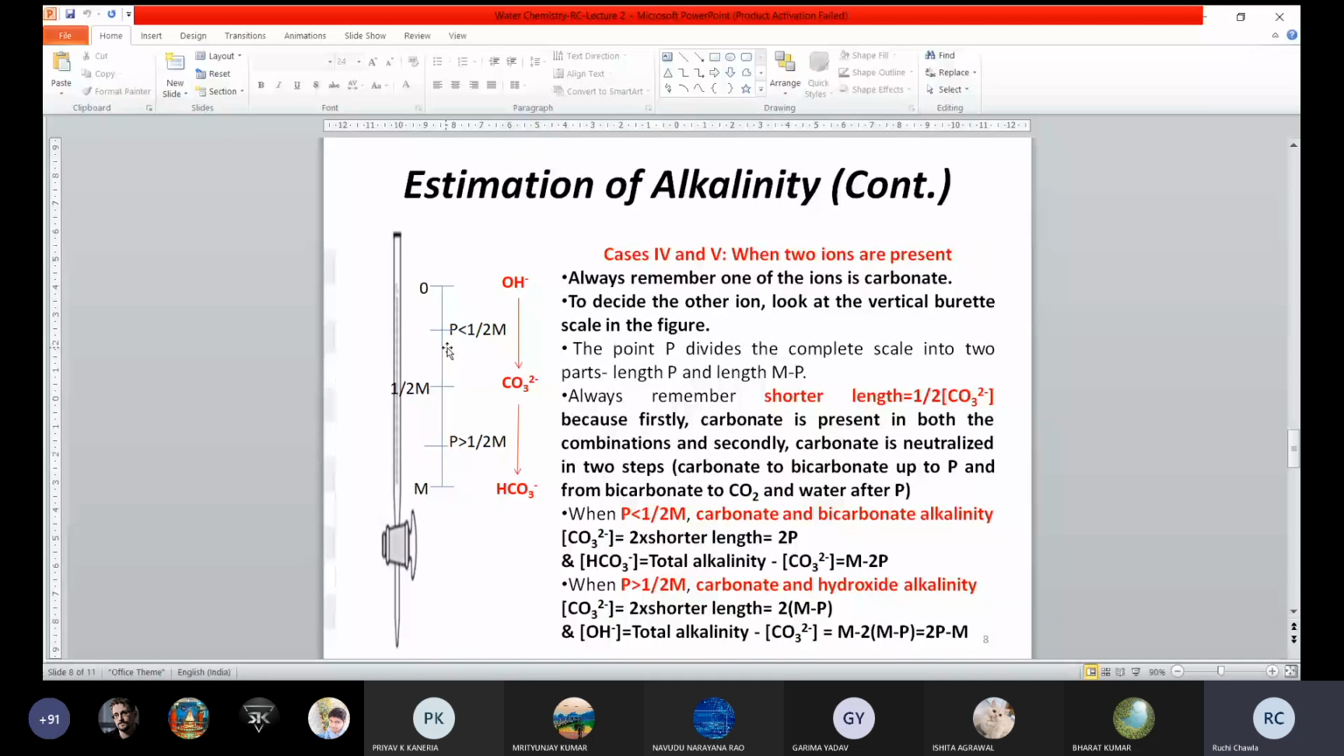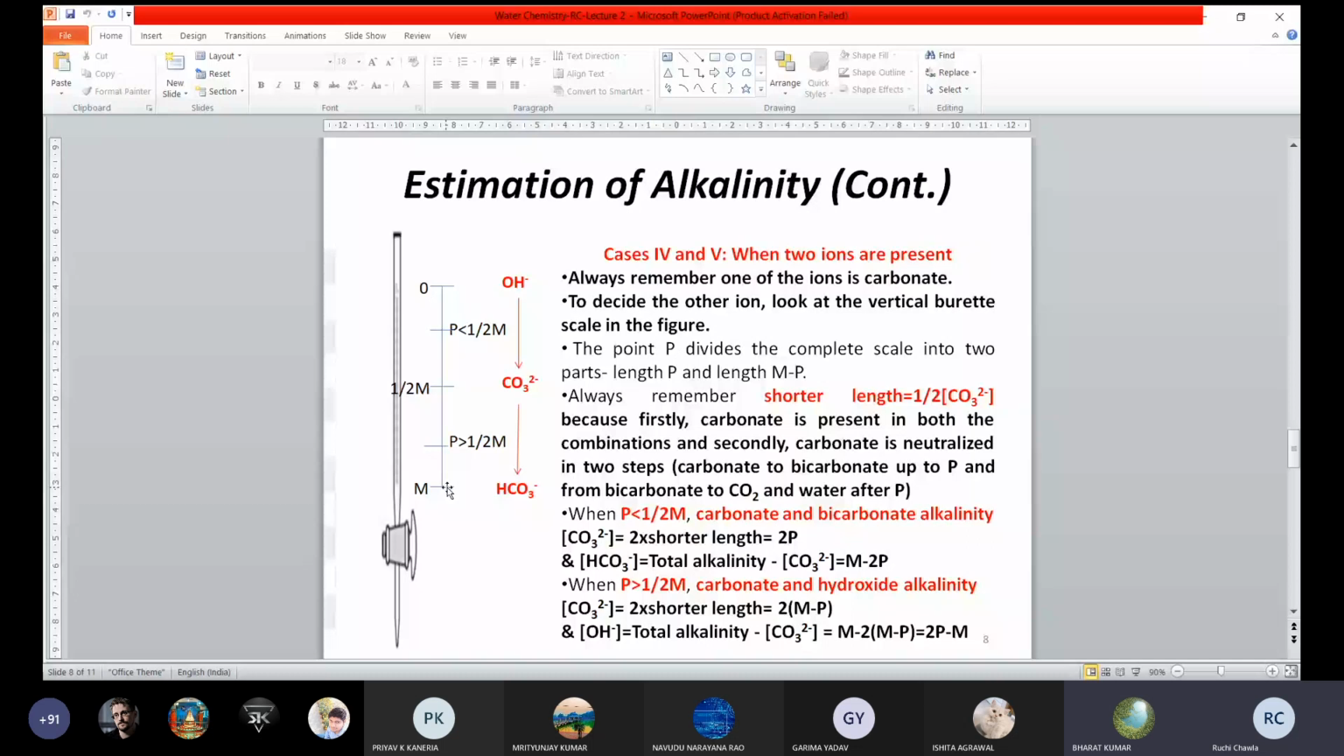Suppose P is lying over here. So here P is less than half M. Are you all agreeing? Now focus on this point. This point is dividing the scale into two parts. One part is 0 to P, which is the smaller length, and the other part is from P to M, which is the longer part. Are you all agreeing with this?